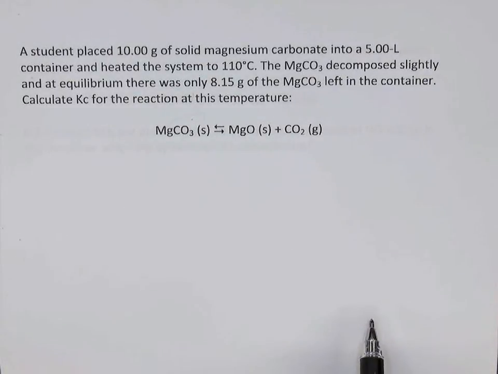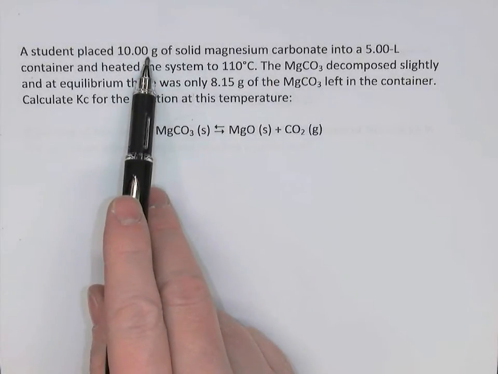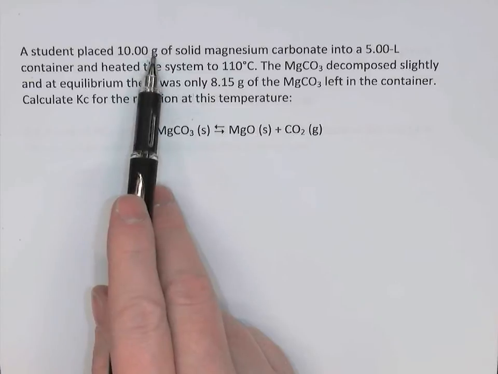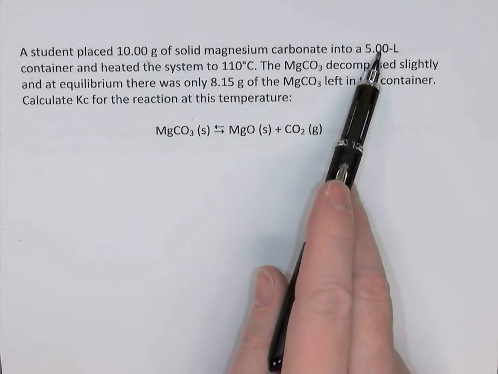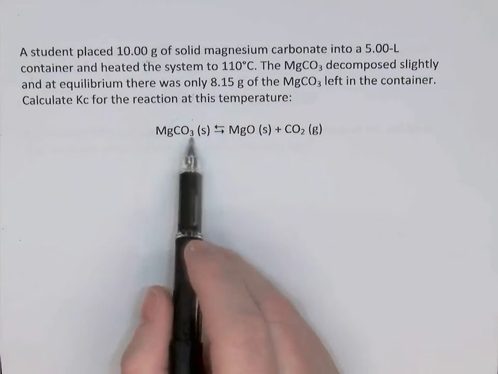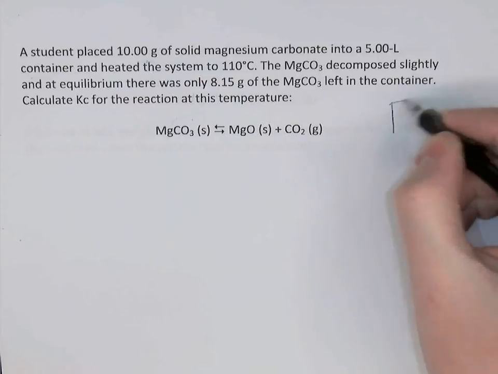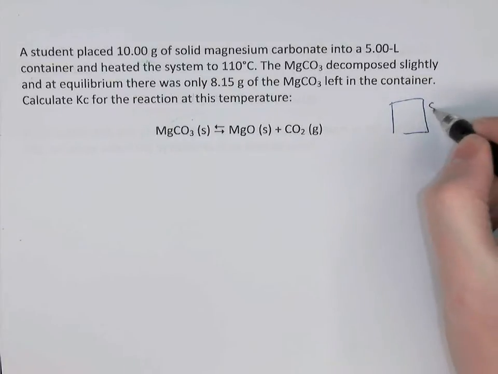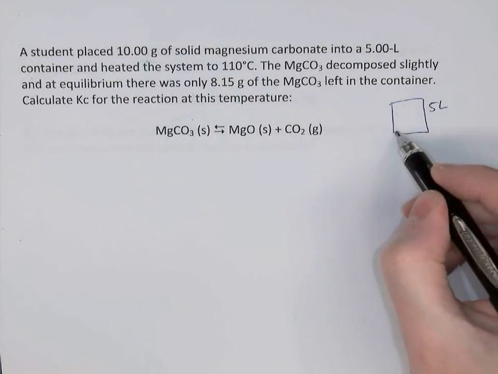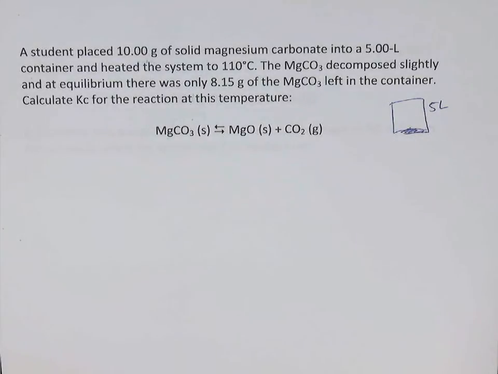Now we have a small problem here. You might be thinking to yourself, well, I'll convert the grams to moles, which is good, and then the moles to molarity because there's a volume, but right there you fall into a bit of a trap. The magnesium carbonate is a solid substance. So if you imagine this 5-liter flask, the magnesium carbonate does not fill the flask. It's just sitting here on the bottom, the 10 grams.